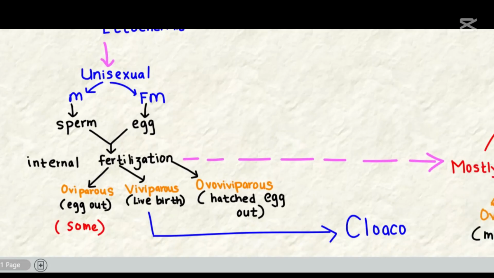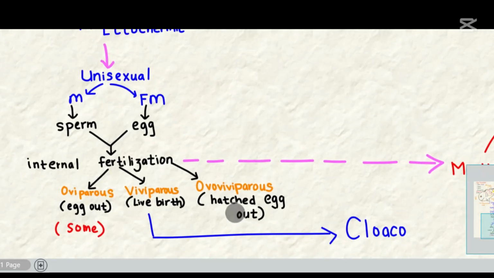Then you have three ways in which the young ones are going to be produced. So it's oviparous, viviparous, or ovoviviparous. What happens here is if it's oviparous, they are going to lay the eggs directly out. Whereas if it is viviparous, they are going to give live birth. Live birth means like mammals, they are going to release a creature out. Whereas when it's ovoviviparous, they are going to release the hatched egg out. It's not an egg, it's not a fully formed creature as well. It's going to be a hatched egg only.